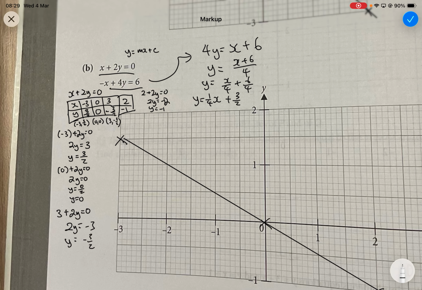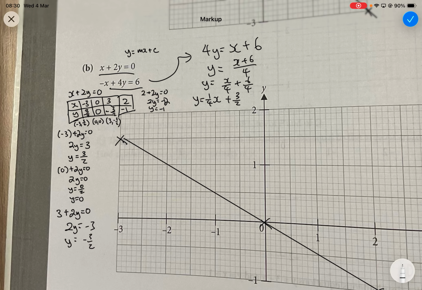In the exam, for me, I wouldn't go and find the gradient and the intercept. I will just draw a table, do substitution, then have 3 points, then I also can draw the second line. So I don't need to go through all this one actually. This one is just showing you that you can do it. But actually I won't do it.